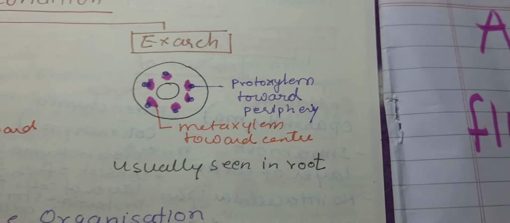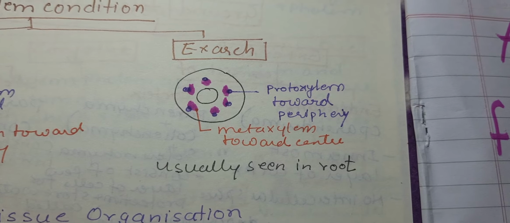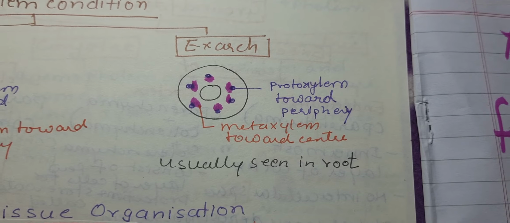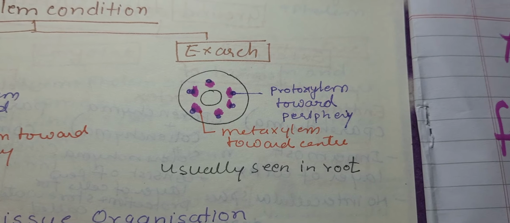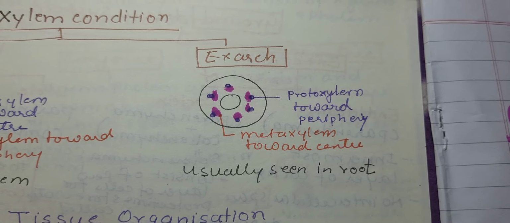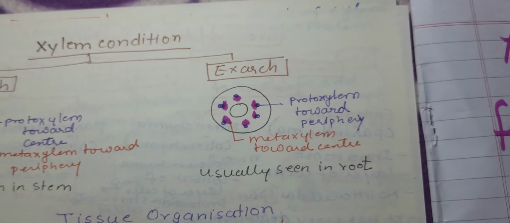If you look at the other condition, which is called exarch, the protoxylem is located toward the outside, whereas the metaxylem is located toward the inside, and usually this is seen in the leaf.